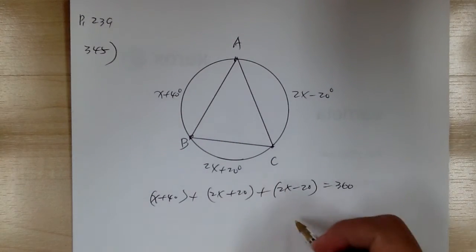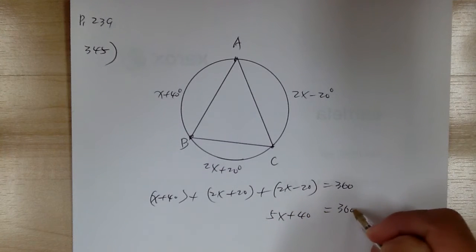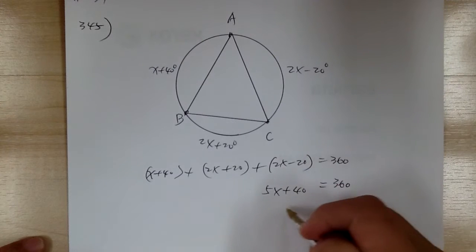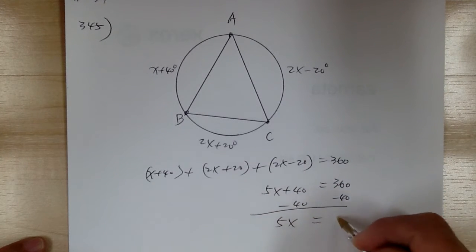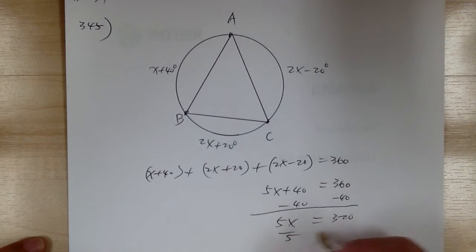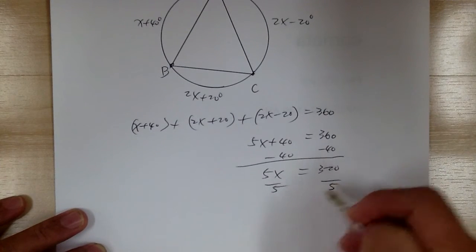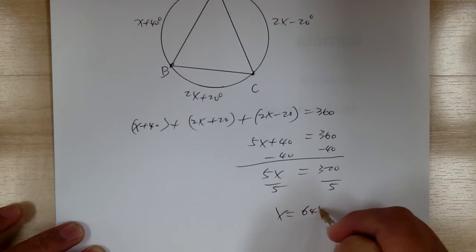So simplify. You get 5x plus 40 equals 360, and minus 40. So you get 5x equals 320. Divide by 5, divide by 5. So x equals 64 degrees.